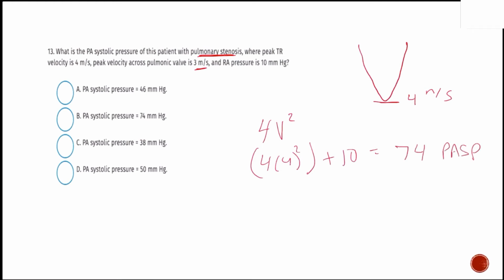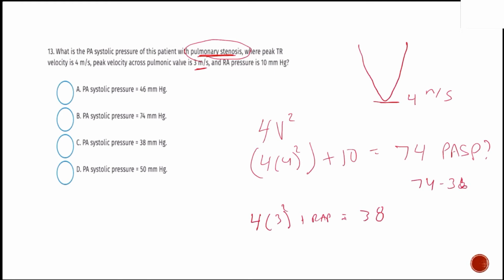You have to subtract it from 4 times 3 squared. Okay, so now we have something else that's contributing to the regurgitation. So we have to take that out of the picture to get our true PA systolic pressure. So if our pulmonary stenosis gradient is 4 times what? 3 squared? Plus right atrial pressure, right, is what? 38. So would I subtract 74 minus 38?